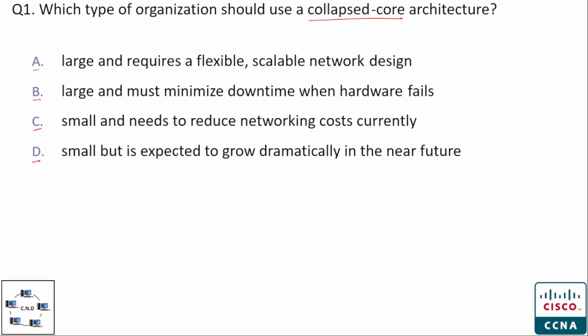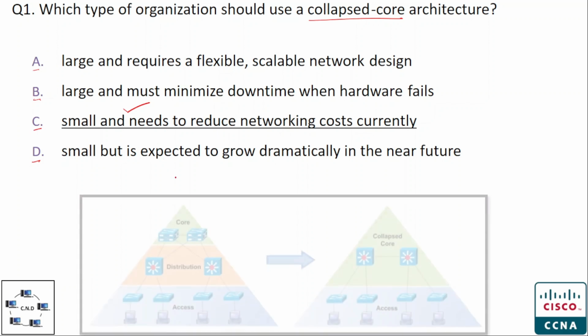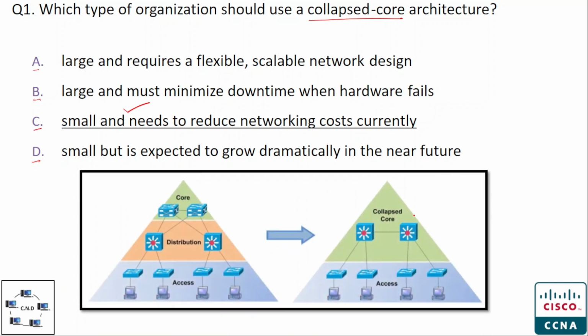And the correct option is that the collapsed core architecture is required to be used by a small organization that needs to reduce networking costs currently. And this is how the collapsed core architecture looks. So basically we have a three-tier network architecture, in which we have three tiers of access, distribution, and core. And in the collapsed core, we combine the core and distribution into one layer that is core. So basically, we reduce the hardware footprint.